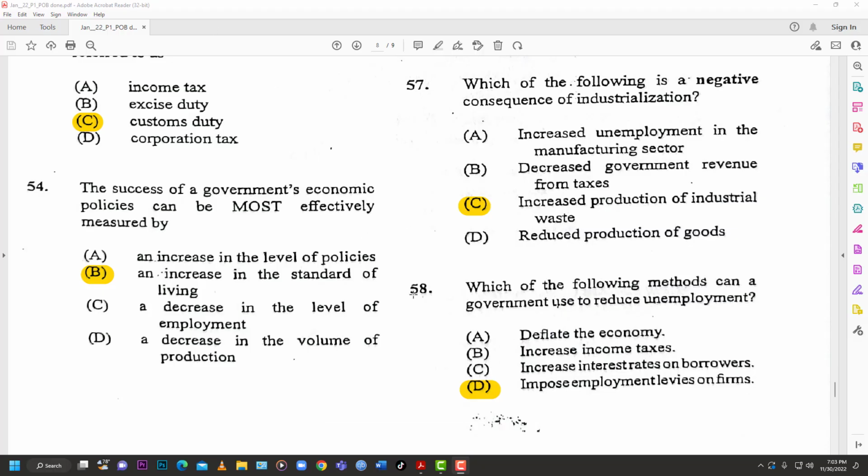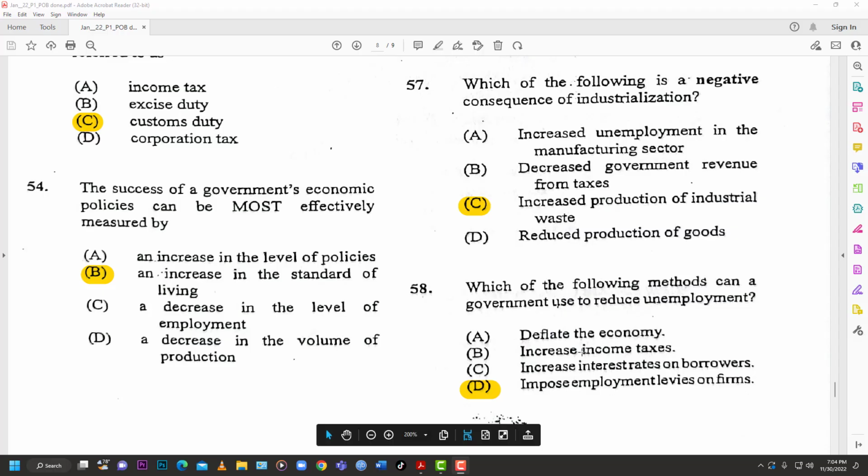Now, 58. Which of the following methods can a government use to reduce unemployment? And of course, you have impose employment levies on firms. So we're saying here that the government would incentivize firms to hire more people, incentivize them in the sense that they will give them certain stipends, some assistance, some monies for people that they hire. So that would incentivize them to hire more people because the government would give you a little something for that action. So impose employment levies on firms.